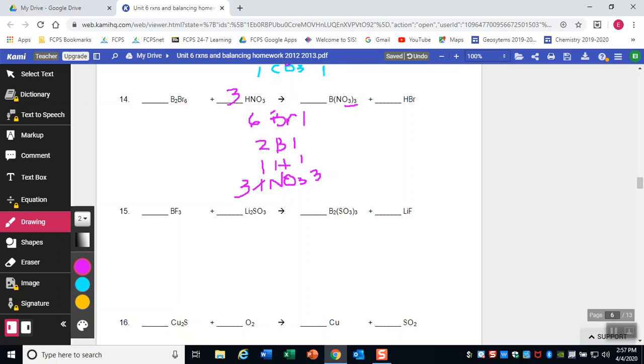Alrighty, so let's go ahead and I've got 3 nitrates here, so I need 3 nitrates over here. So I'll make that a 3. So now I have 3 nitrates, but that tripled my hydrogens. There we go. And now I guess I could do my bromines. I need to have 6 bromines over here. So the only way to do that is put a 6 in front. So I got 6 bromines. Now I have 6 hydrogens.